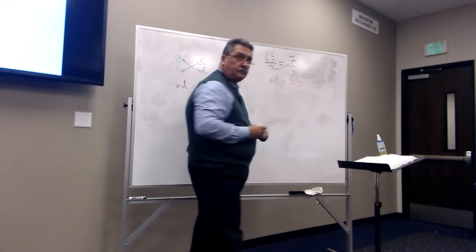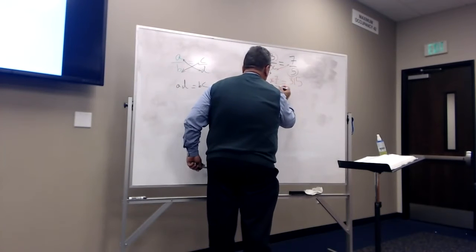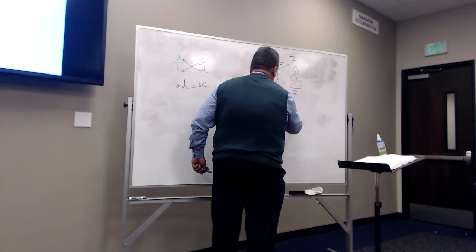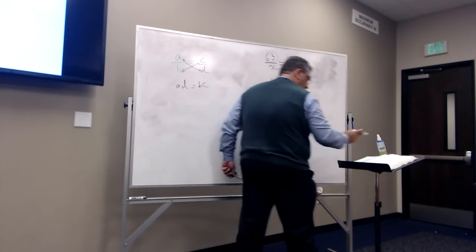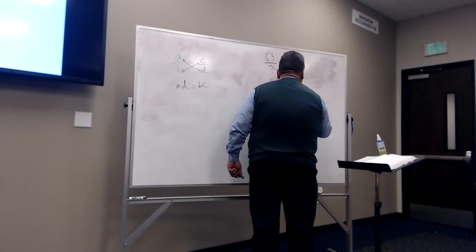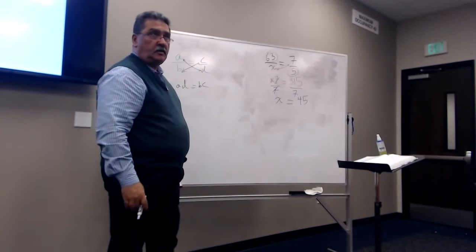Okay? And divide by 7, both sides cancel. So x is equal to 45. Right? Okay.